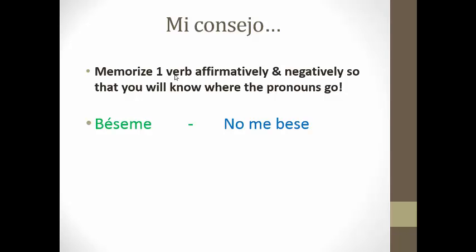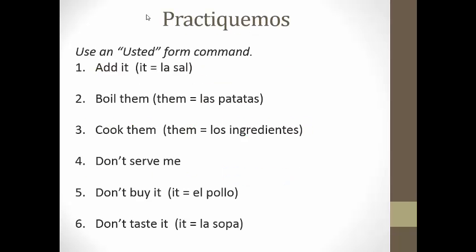So here I've got béseme, no me bese. That means kiss me, don't kiss me. Béseme, no me bese. Béseme, no me bese. Maybe you'd want to say tell me, don't tell me. Dígame, no me diga. Excuse me, dígame, no me diga, etc. Okay, let's practice. Practiquemos.